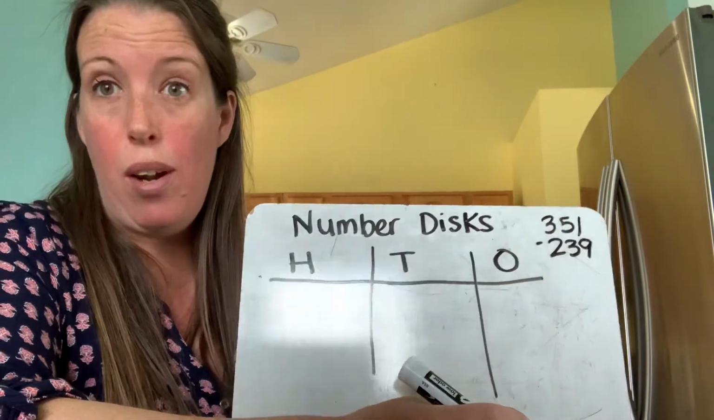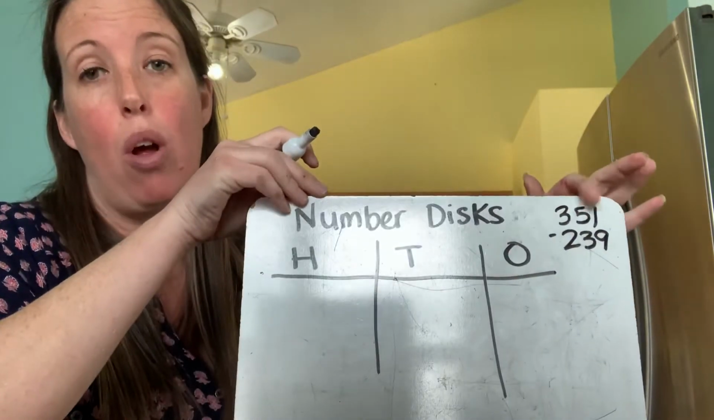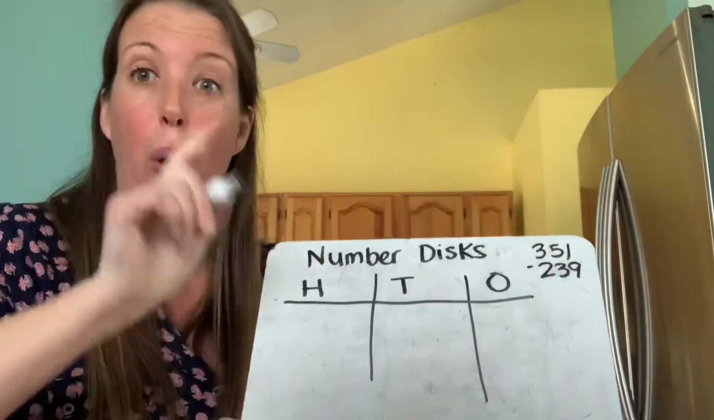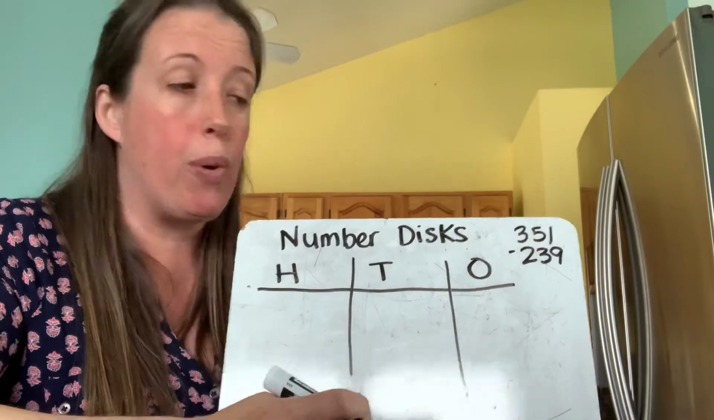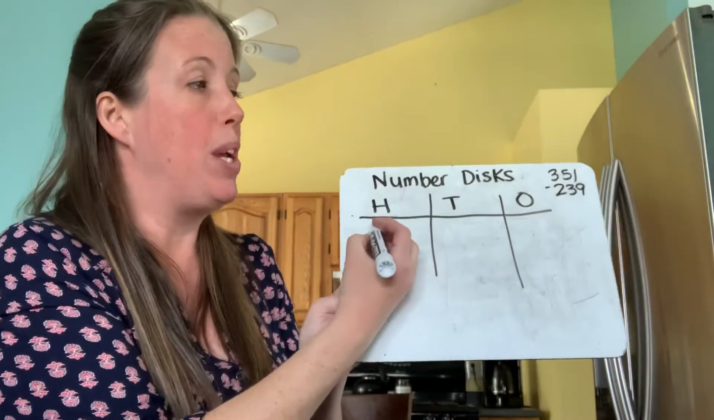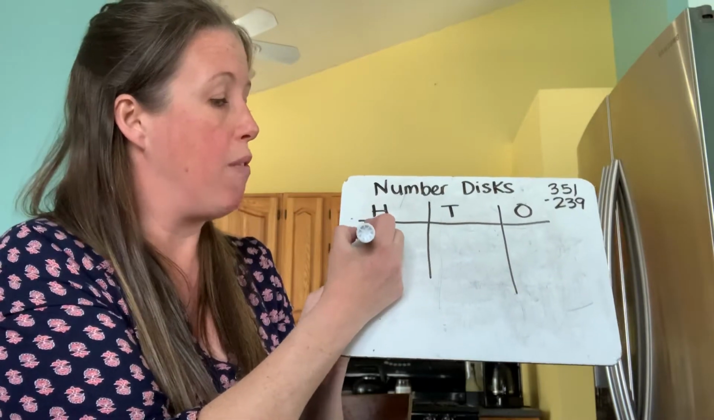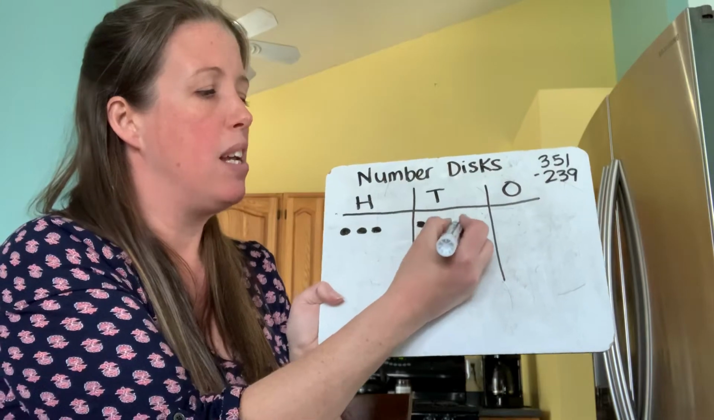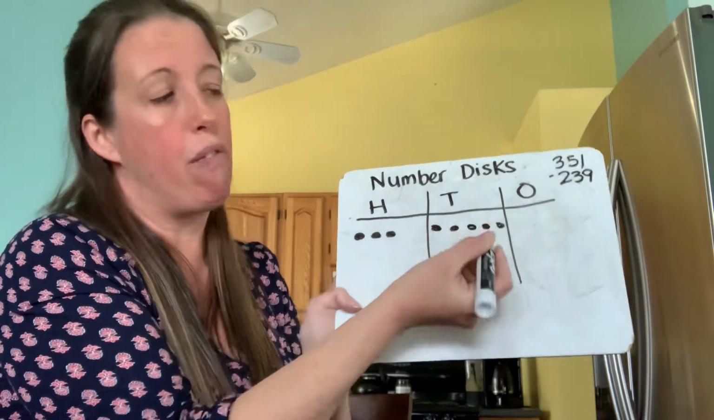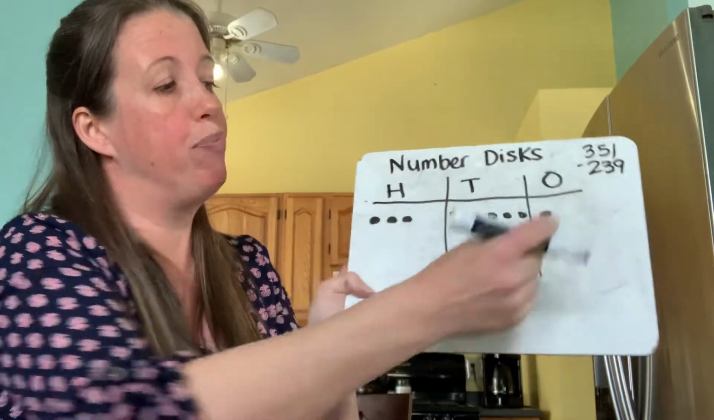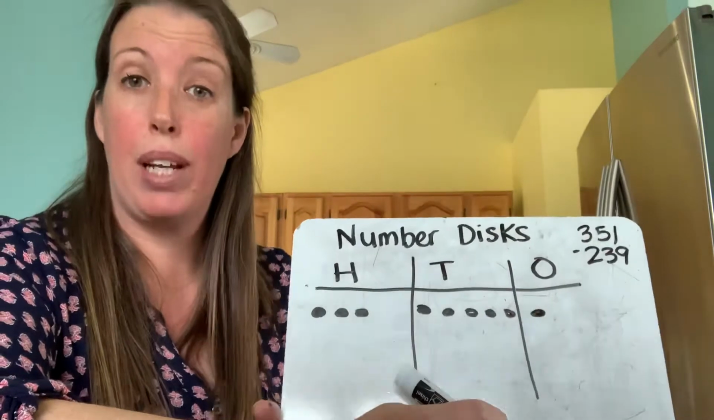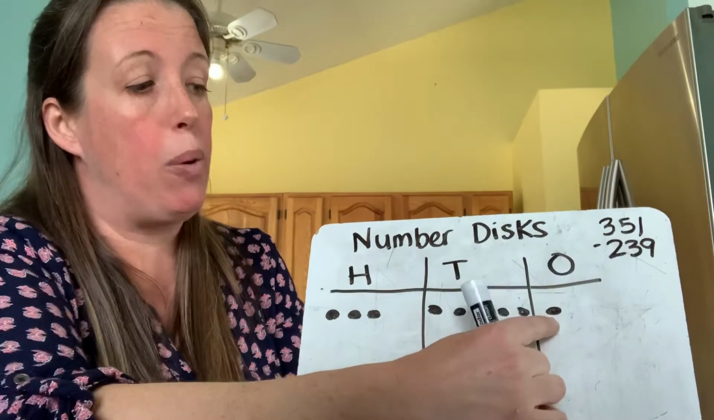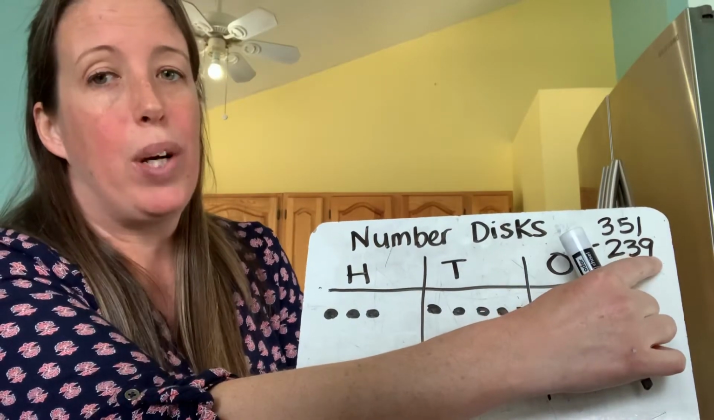With addition, we model both numbers with our number discs, but in subtraction, the big difference is you're only modeling the first number, 351. So in the number 351, I have 3 hundreds, 5 tens, and I always like to set it up like a 10 frame, and 1 one. Okay, so when it comes to subtraction, as always, you start with your smallest place value, and it wants me to take away 9 ones.